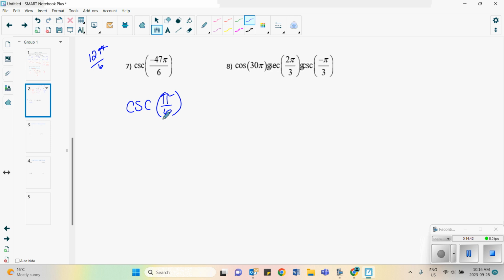All right, so cosecant is related to sine, okay? So pi over 6 is my smallest angle. I'm looking for my y value, which is 1/2, but we want the reciprocal of it. So the answer is 2.